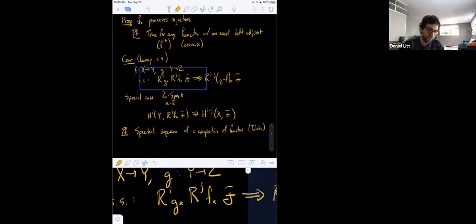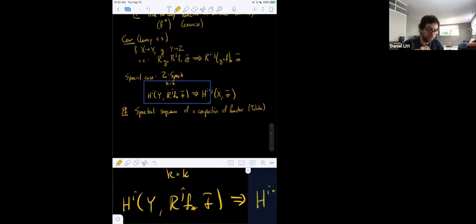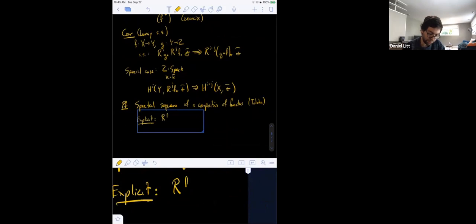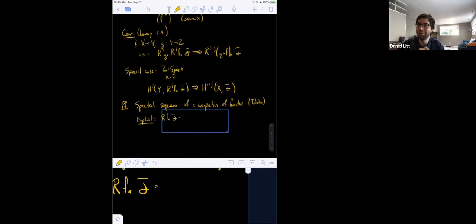I think I have enough time to say a little bit about how to actually get your hands on this. So how do you compute this? Let's be explicit. Let's compute our F lower star of F. How do we do this? Can anyone tell me how you compute the right derived functors of a given functor? Let me say R^i F lower star of F.